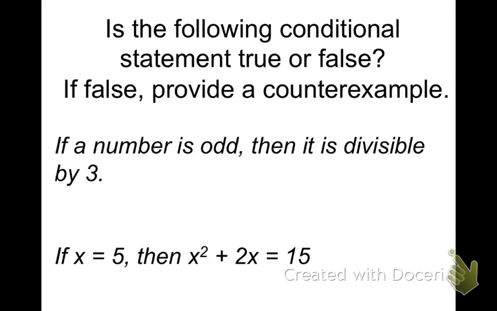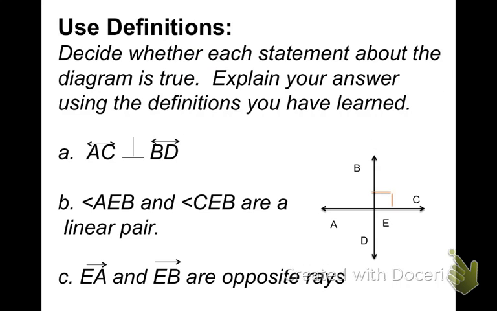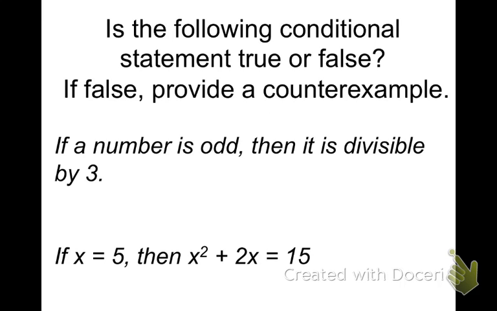Conditional statements can be true or false. So are the following conditional statements true or false? If false, provide a counterexample. First one, if a number is odd, then it is divisible by 3. At first, maybe that might be true, but taking a second to think about it, this is a false statement. If a number is odd, then it is divisible by 3.